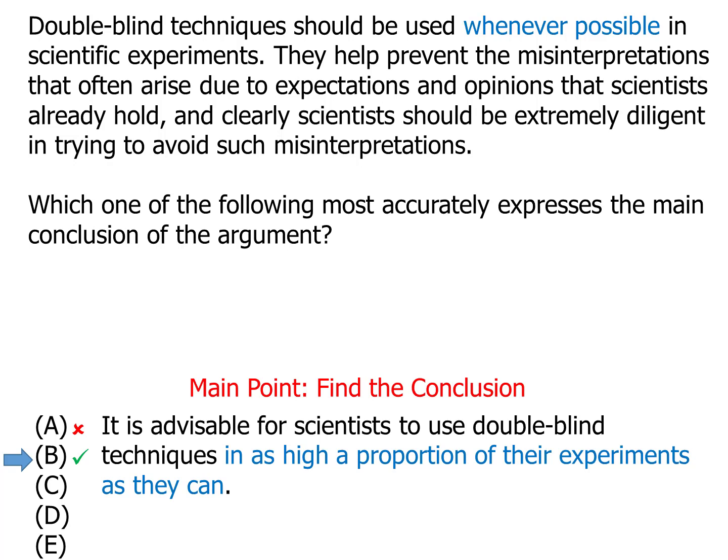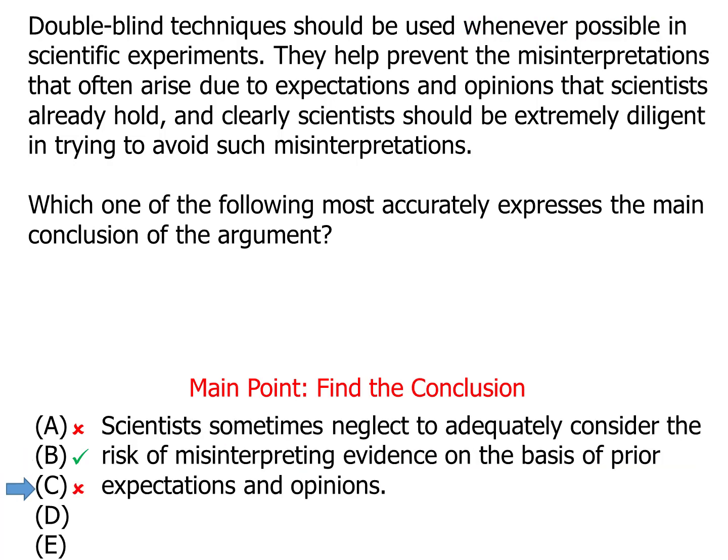A glance at the other answer choices, just to see why they're wrong. Answer choice C, scientists sometimes neglect to adequately consider the risk of misinterpreting evidence on the basis of prior expectations and opinions. Well, this is something the argument implies, not something it states outright. If it's not stated outright, it can't be the conclusion. The conclusion is always explicitly stated.